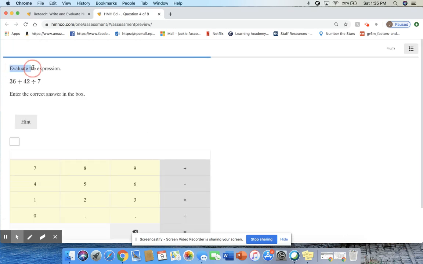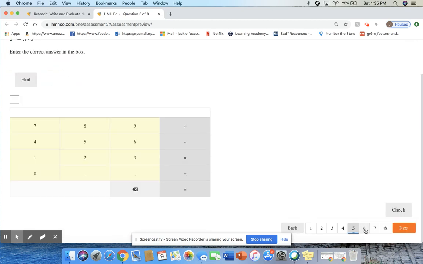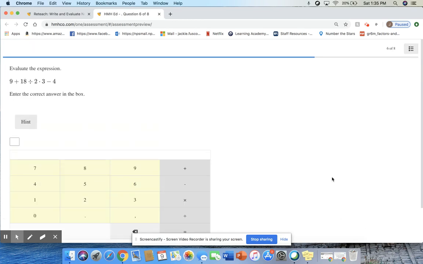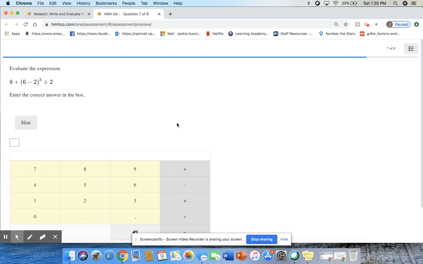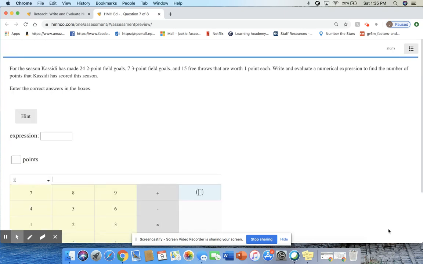Number 4 says evaluate. So here you are going to solve using order of operations, or PEMDAS. Number 5 also asks you to evaluate, so you're going to go through and solve. Number 6, evaluate the expression. Same thing. Evaluate this expression using PEMDAS. And lastly, number 8 is a word problem. So you're going to need to write out the expression similar to how I did in one of the example problems.